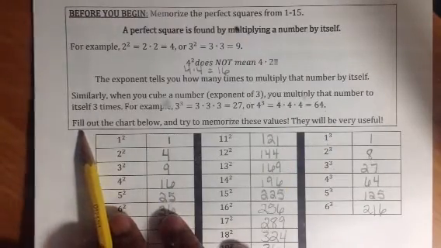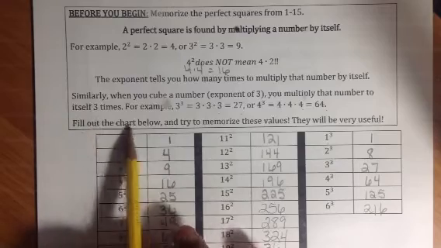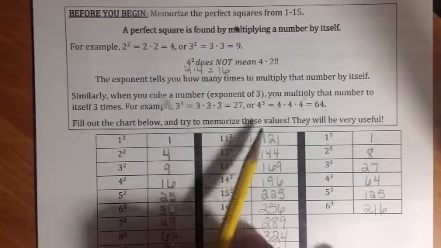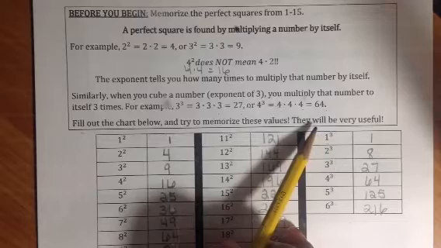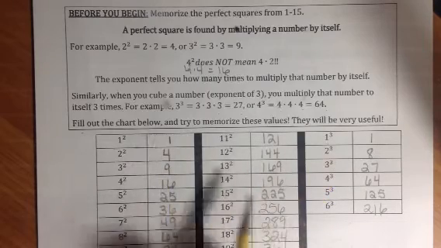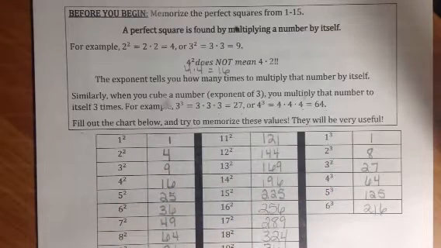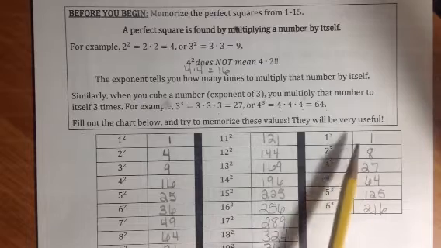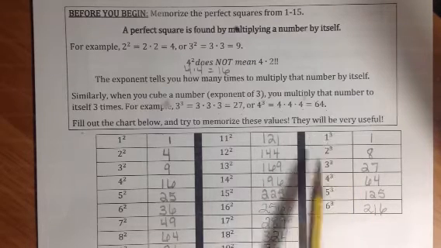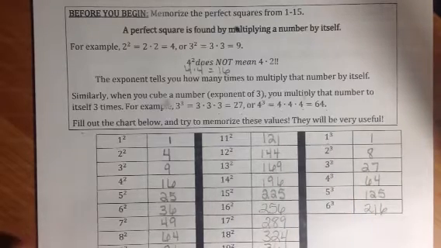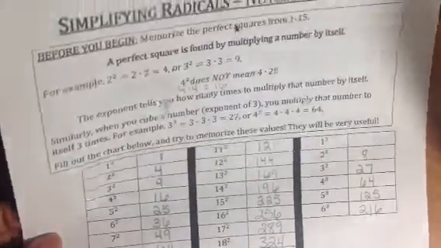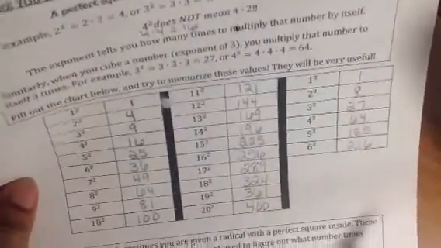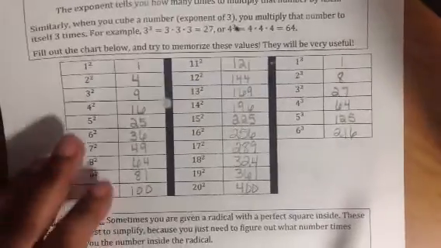What I want you to do now, I know it's up on the screen right now, but fill out the chart below and try to memorize these values. Okay, they will be very helpful. And these are your perfect squares from 1 to 20. And then your perfect cubes, 1 to 6. Right? So it might be beneficial for you to pause, come back to it, and see if you get these same values.